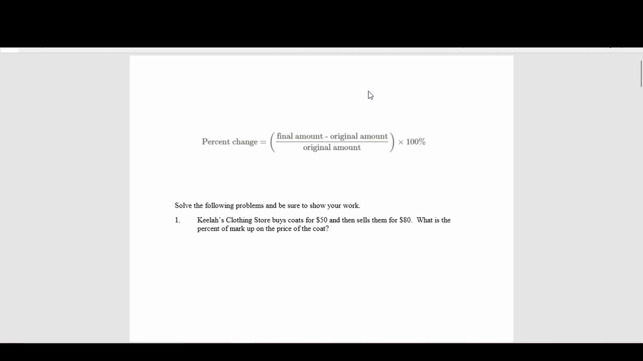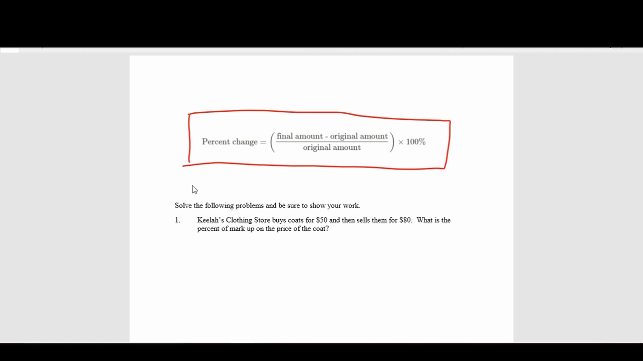As I mentioned, today's video is in regard to determining the percent change. And I'll first want to point out that it's very easy to do this insofar as long as you know this formula, that is percent change equals final amount minus original amount over original amount times 100. As long as you know this formula, you should be able to do any of these problems.